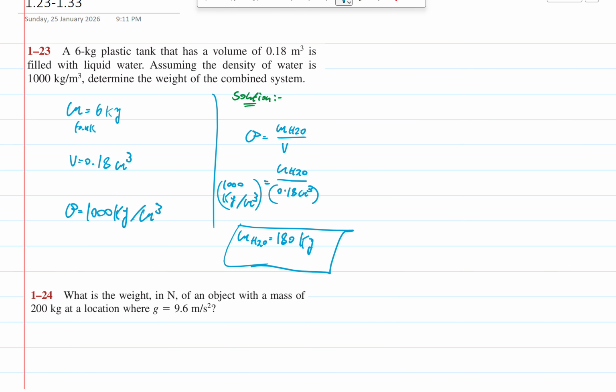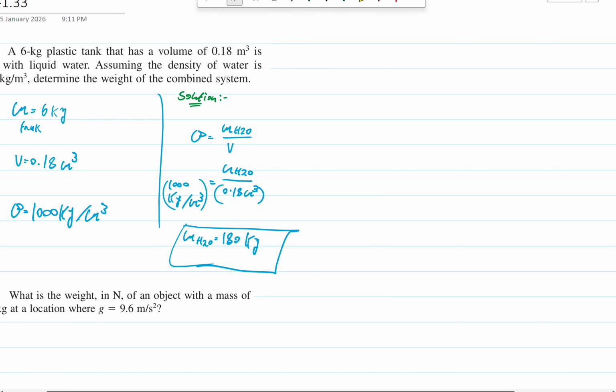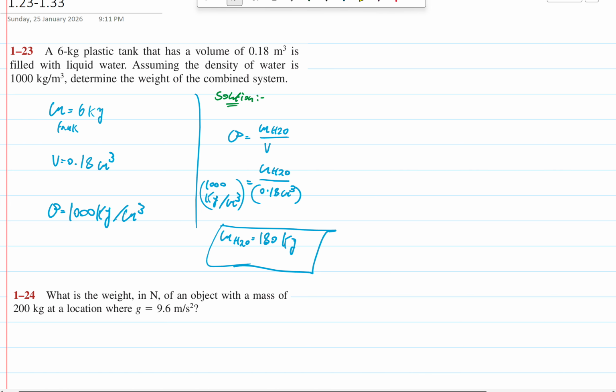Once we're done with that, we can find the total mass. So what's the total mass? Let's try to find that out. That's going to be our 180 kg plus the 6 kg that we had for the plastic tank. So the total is going to become 186 kilograms.